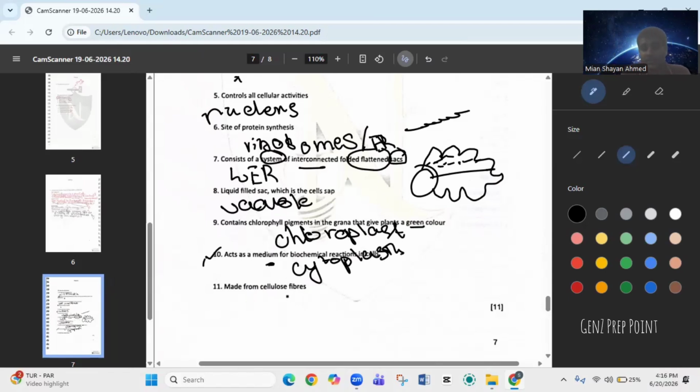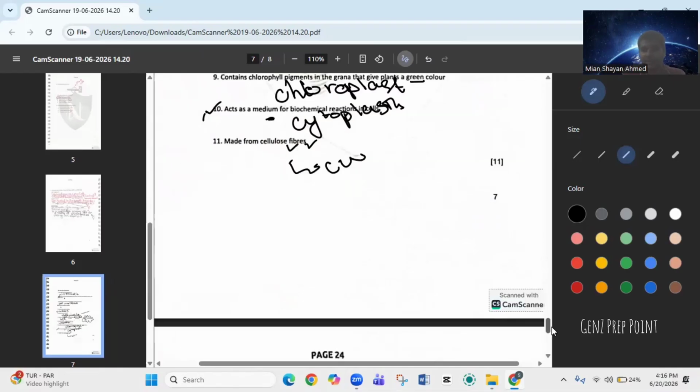Made from cellulose fibers. What are cellulose fibers? We studied that the cell wall of a bacterial cell is made of peptidoglycan. We studied that the cell wall of a fungus is made of chitin. We studied that the cell membrane of every cell is made of lipids and proteins. We studied that the cell wall of a plant is made of cellulose. So what is made of cellulose? Cell wall.